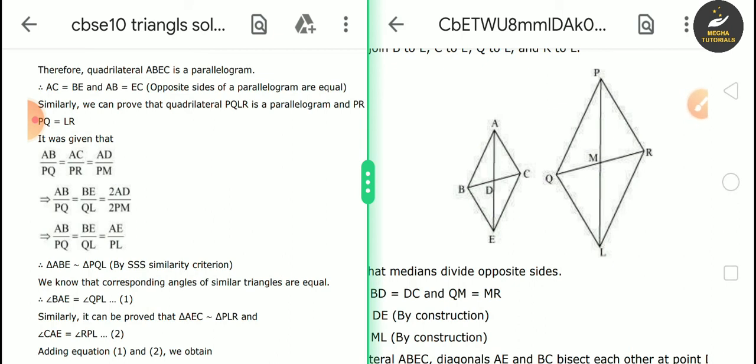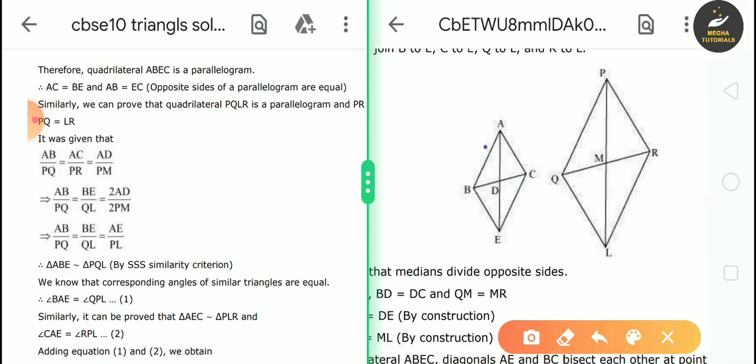Therefore we can write angle BAE is equal to angle QPL. Okay, so this is equation 4. Then similarly it can be proved that triangle AEC and triangle PLR, it means triangles on the right side, are also equal by SSS test. Therefore in this case we can write angle CAE and angle RPL are also similar.